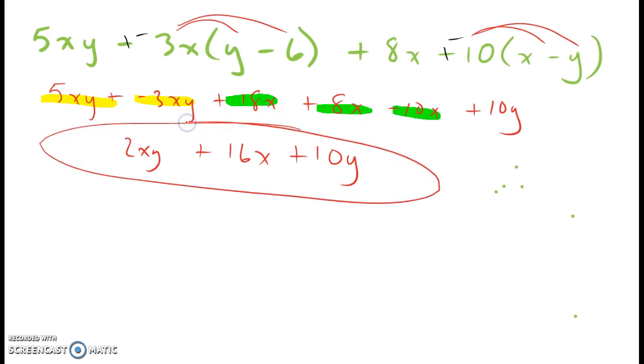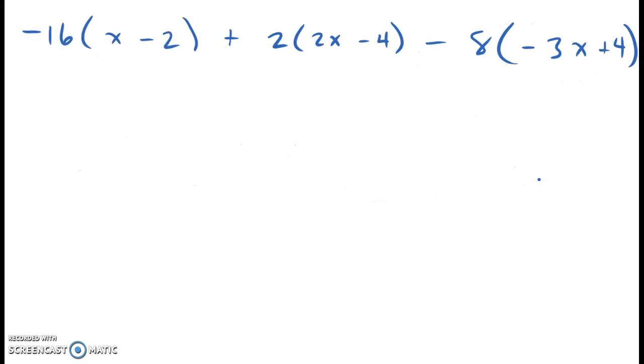Okay, so circle it, and I think that's it. Sorry, there's one more. So go ahead and try it on your own. Okay, so what I'm going to do is I'm going to make this 8 a -8, so it's easier to see. So I'm going to distribute first this -16, and that's a -2.